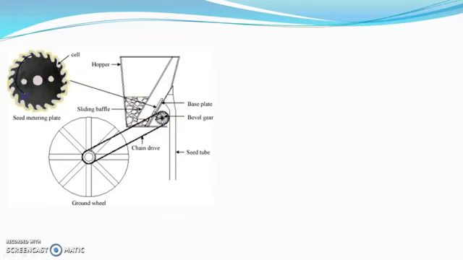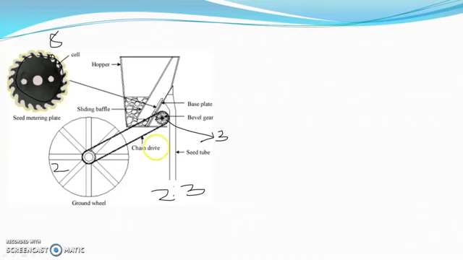Here there will be 8 cells. In the figure it shows a number of cells, but you just take it as 8 cells here. These are one cell. Like this, in the periphery there will be 8 cells. So if this ground wheel rotates 2 times, then this shaft will rotate 3 times. It's given 2:3.